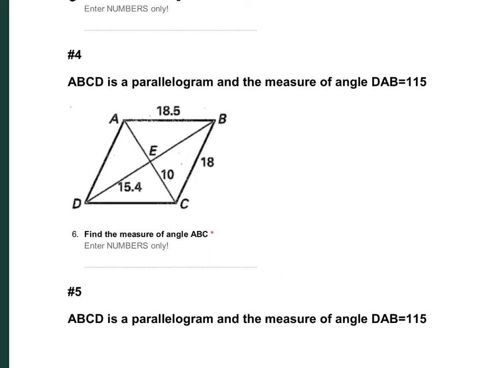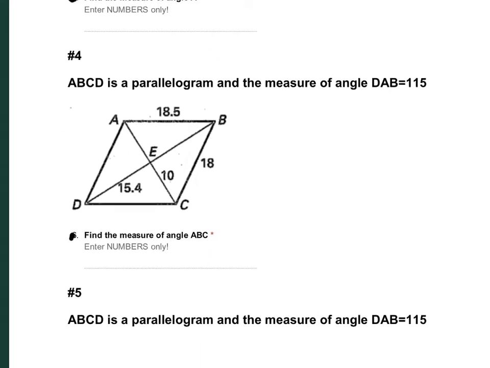Number 4. It says ABCD is a parallelogram, and the measure of DAB equals 115. Okay, so that is this angle right here. That is 115 degrees. We want to know what is ABC. Okay, so what is ABC? That's going to be this large part right here.